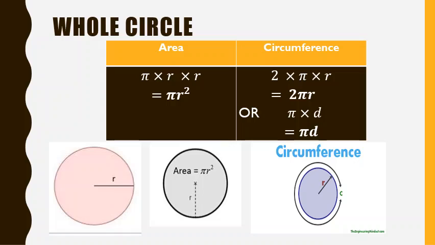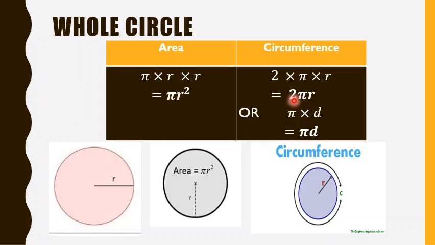So now we're proceeding with the area and circumference of a whole circle. This is the formula that you need to know for the area of a whole circle. What I mean by a whole circle is when we have a full circle and you need to evaluate the area and the circumference. The formula given is pi r squared. r is the radius, which you need to square and multiply by pi. Pi can be 3.142 or 22 over 7.